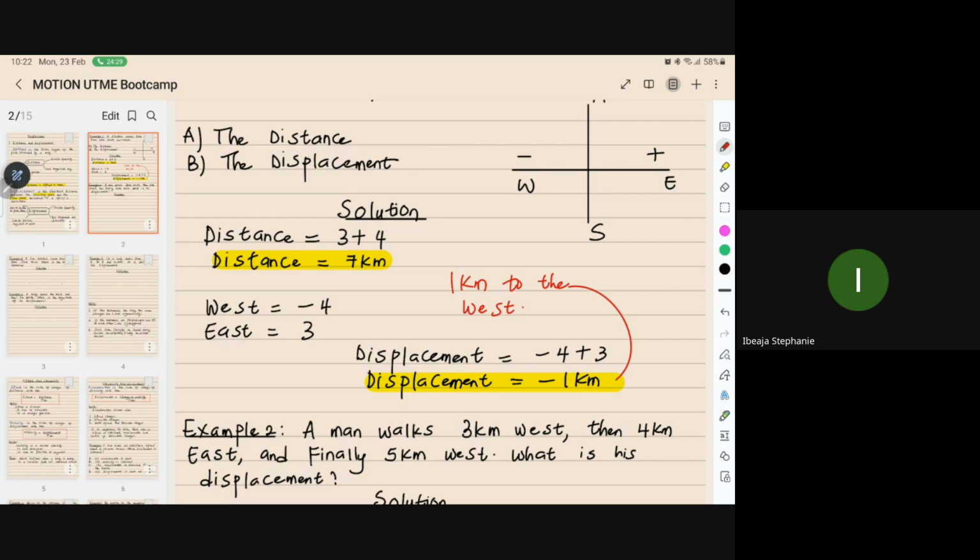If this one is confusing, use our vector notation. If vectors are acting in the same direction, you do what? You add them together. If they are moving in different direction, you subtract. So for this one, they are moving in different direction. They move to the east and they move to the west. So you subtract. And the direction is going to be the one that is bigger. So that will give us what? 4 minus 3.